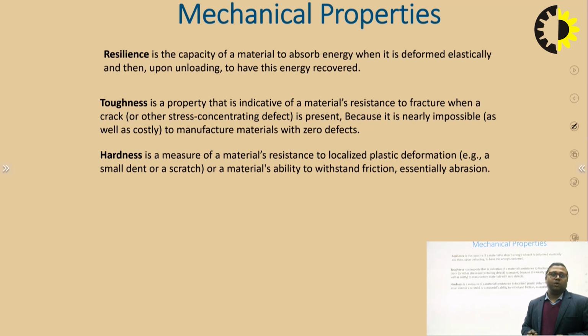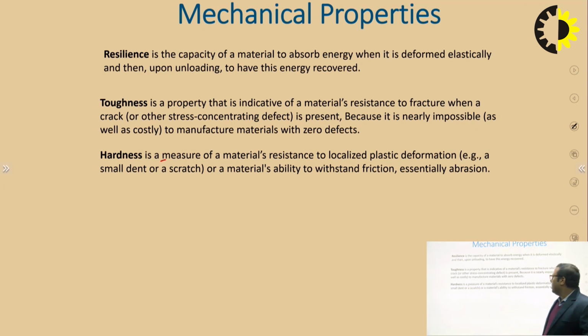Then toughness is that property indicative of the material which shows the resistance to fracture when a crack is present. And because it is nearly impossible to manufacture any material with zero defects, every material has a certain amount of defects during its manufacturing. So toughness indicates the material resistance before fracture, that is when the crack is present inside the material and that crack propagates.